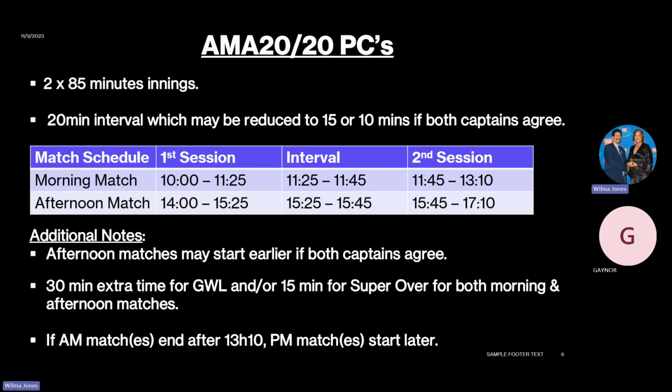The afternoon matches may start earlier if both captains agree, and of course, if both teams are at the field of play. In AMA20 playing conditions, you will have an extra 30 minutes available for ground, weather or light interruptions, and/or 50 minutes for a super over for both morning and afternoon matches. If the morning matches end after 1:10, then automatically the afternoon matches will start later.